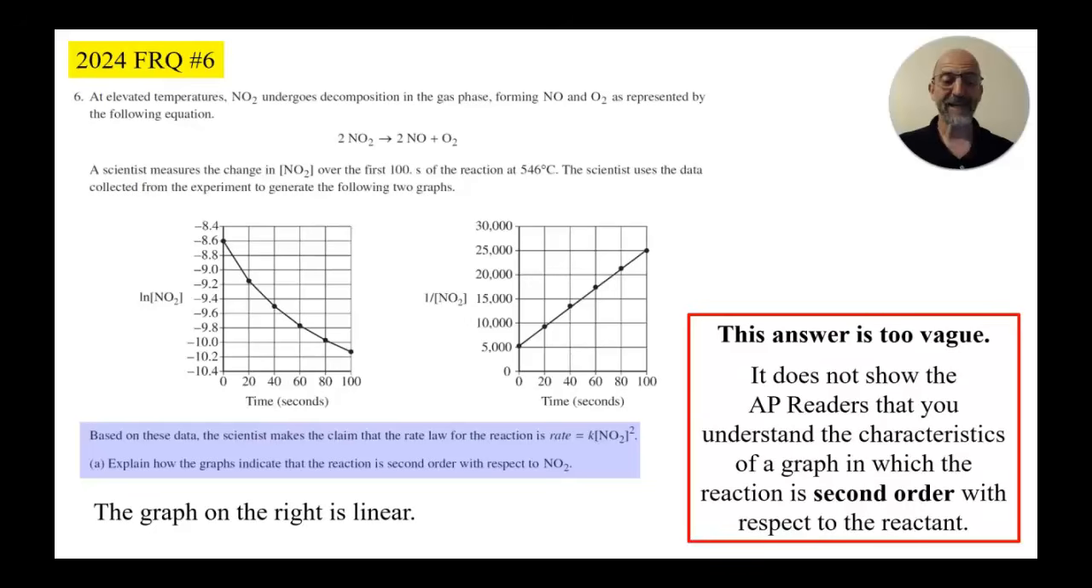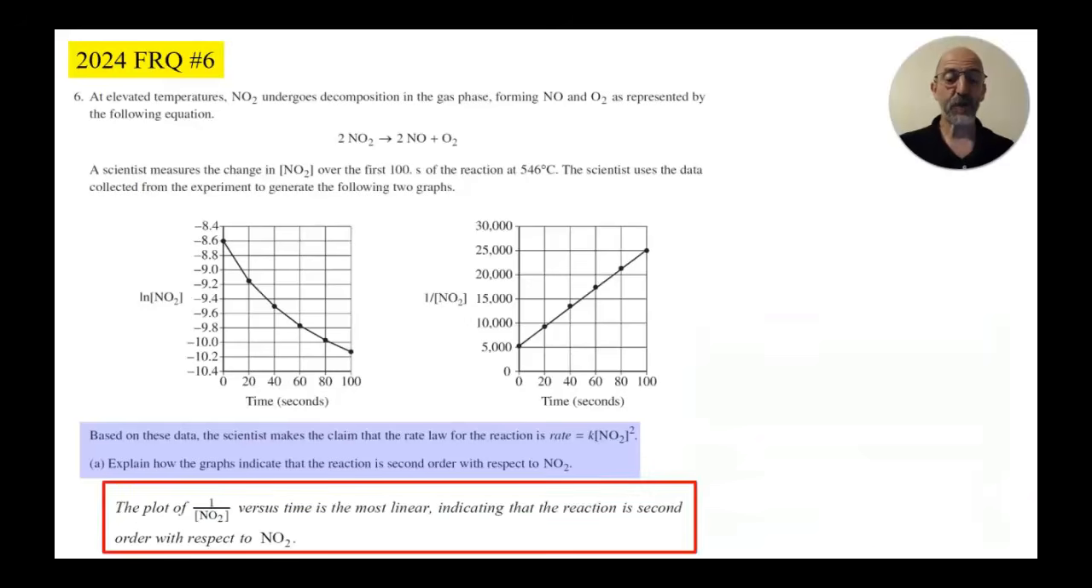Hopefully you can see that the mistake is that it does not show the AP readers that you understand the characteristics of that particular graph on the right. The label on the y-axis is 1 over concentration. The label on the x-axis is time in seconds. So to actually earn the point, this is what you should say. The plot of 1 over the concentration versus time is linear, and that indicates that the reaction is second order with respect to NO2. So again, be specific to the actual information you're given, and the graph on the right is linear was not specific enough.